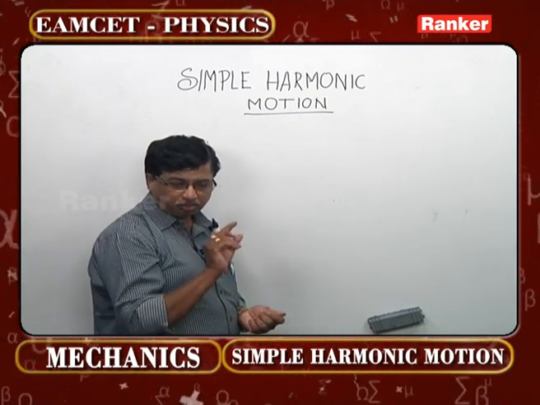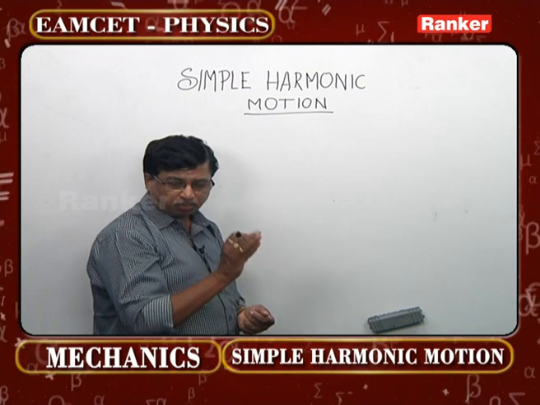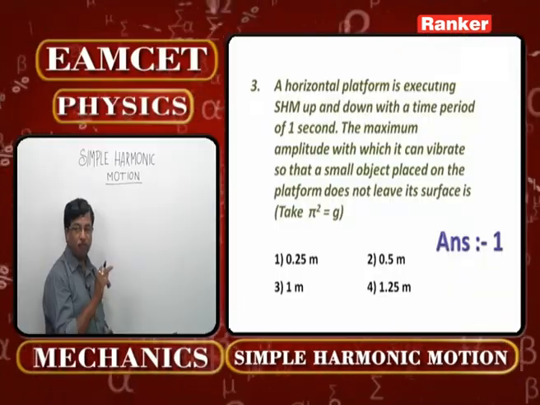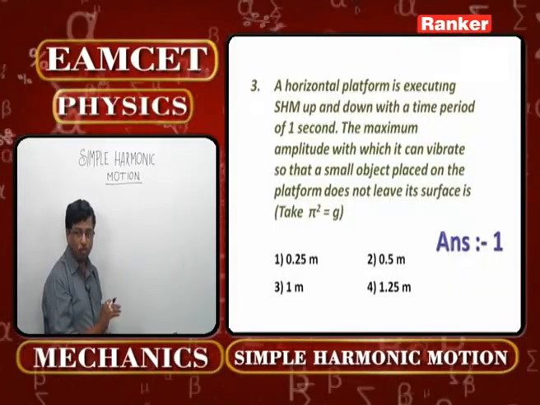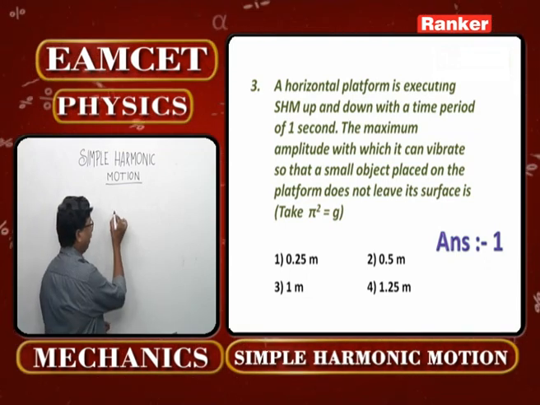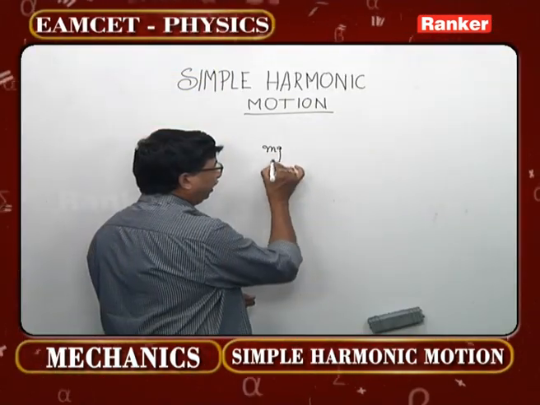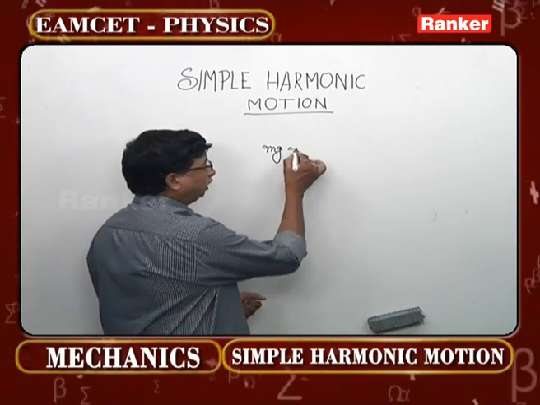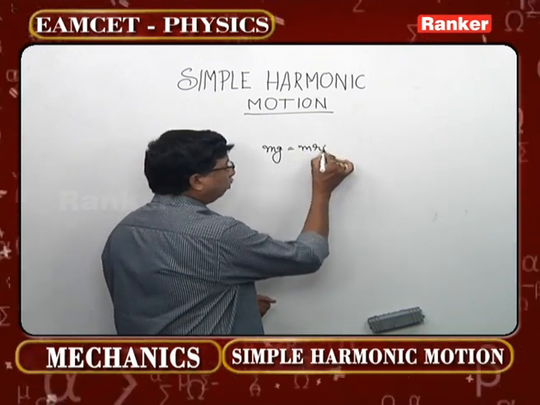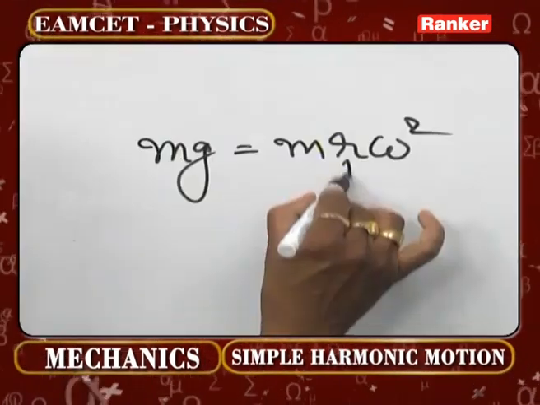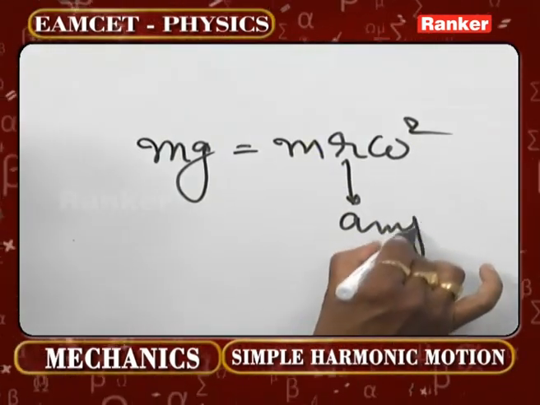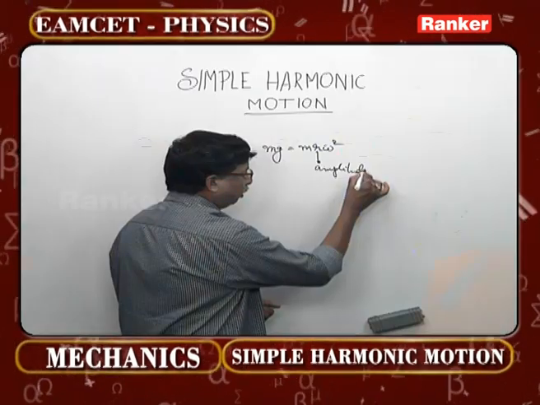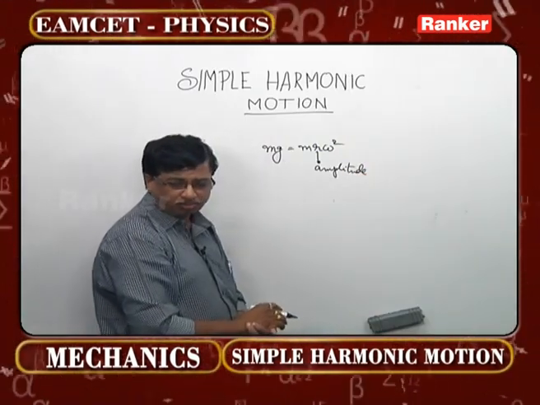But according to this problem, a small object placed on the platform does not leave its surface. That should be the condition there. Does not leave its surface means the weight that is acting on the body must now be equal to m r omega square. What is this r called? It should be called the amplitude of oscillation or vibration of the body.